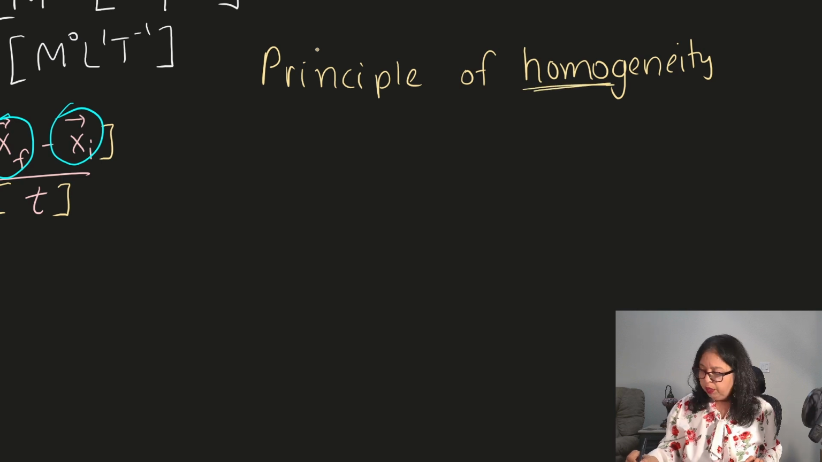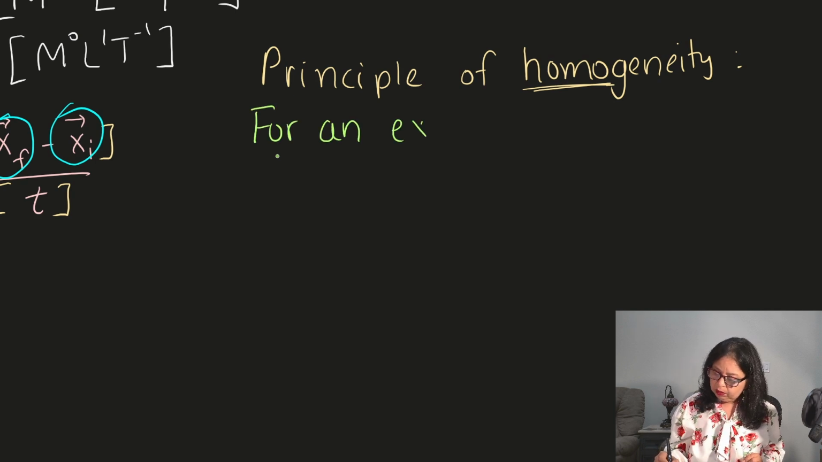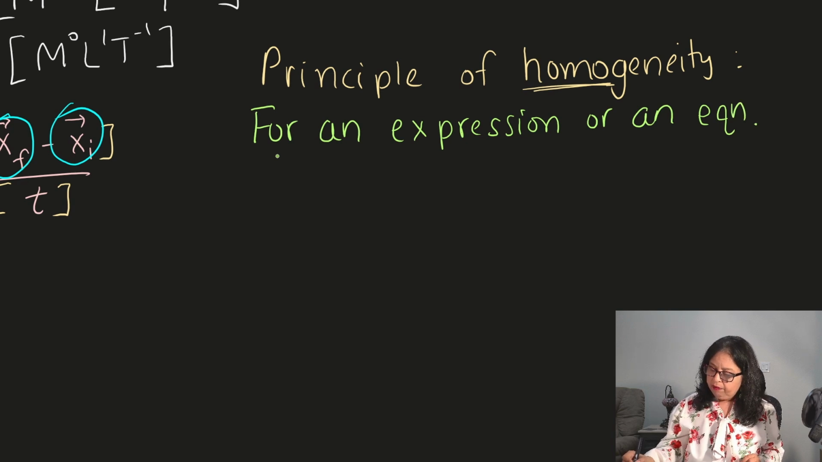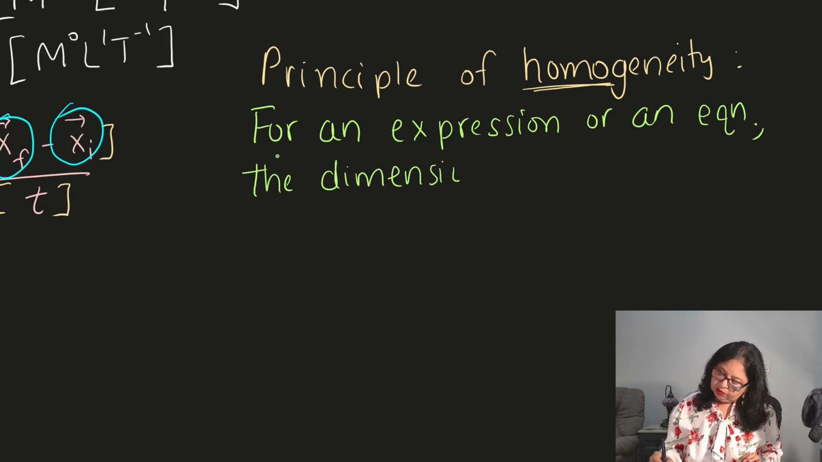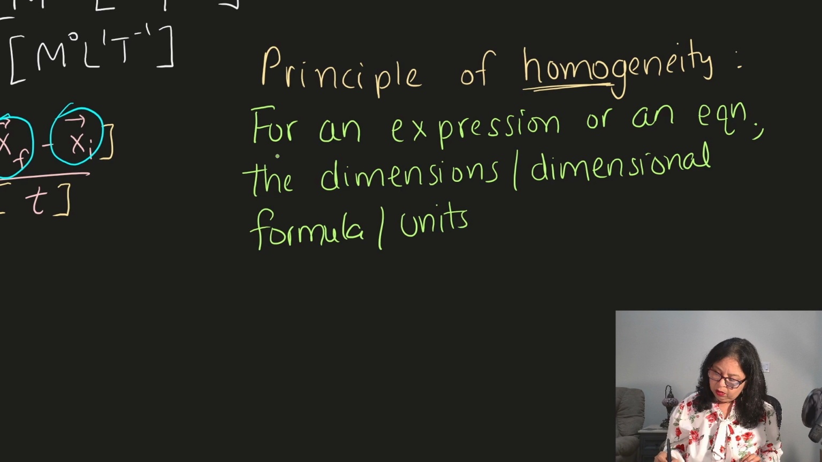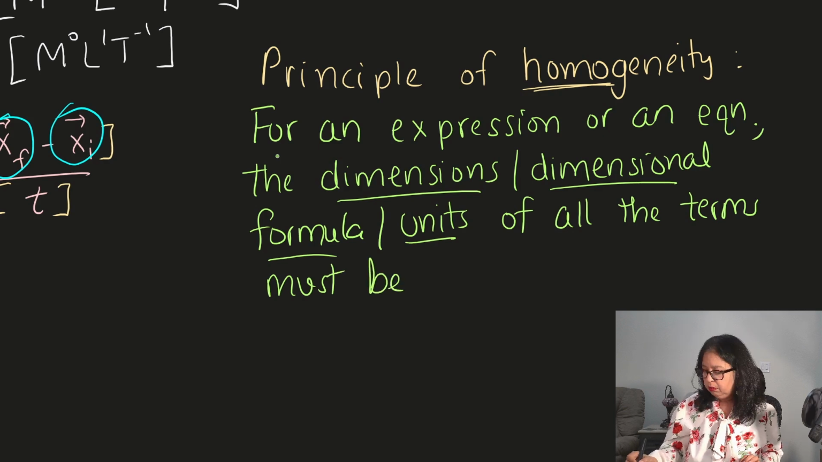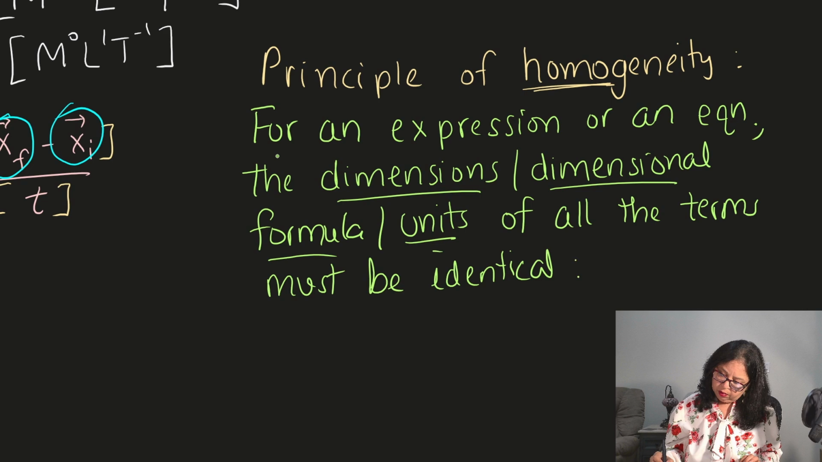Homogeneity, well, homo means same, uniform. So you're saying that for an expression or an equation, I write EQN dot for equation, the dimensions or the dimensional formula or the units, all three of them, of all the terms must be identical. Okay, now what does this mean?